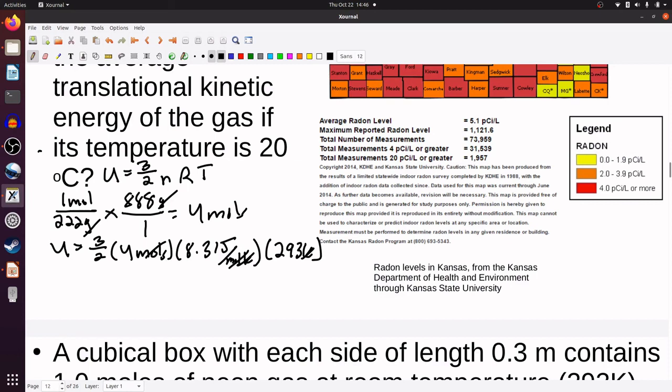All right, 1.5 times 4 times 8.31 times 293. It's going to give me a big number, 14,609 joules.